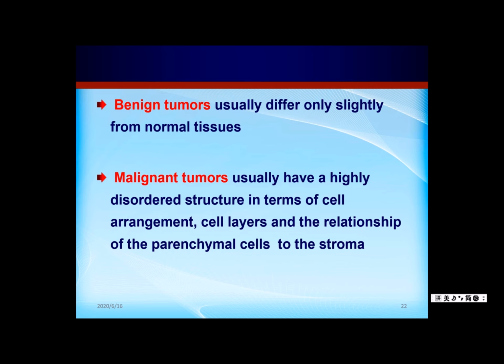Benign tumors usually differ only slightly from normal tissue. Malignant tumors usually have a highly disorderly structure in terms of cell arrangement, cell layers, and the relationship of parenchyma cells to the stroma.